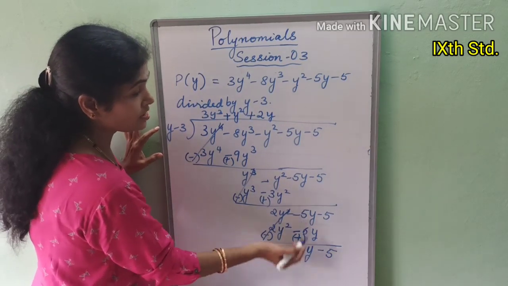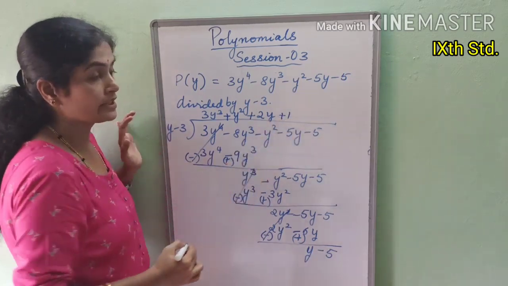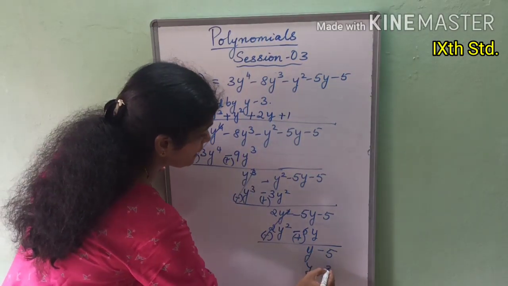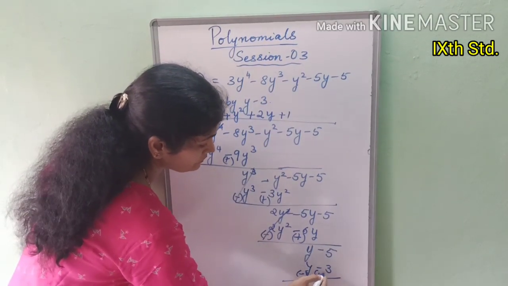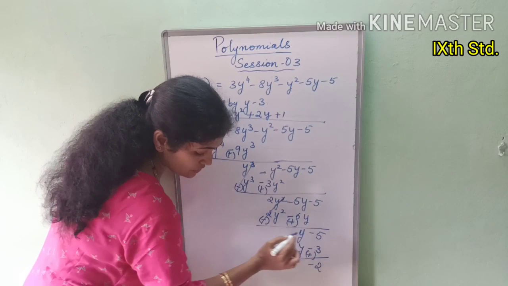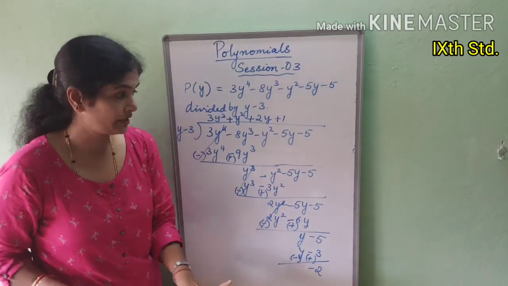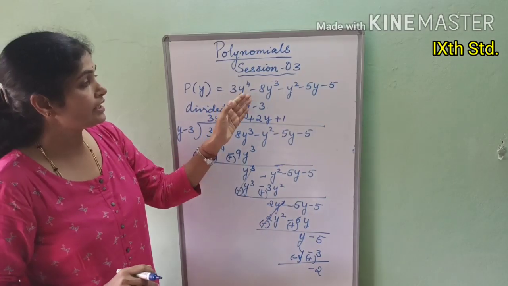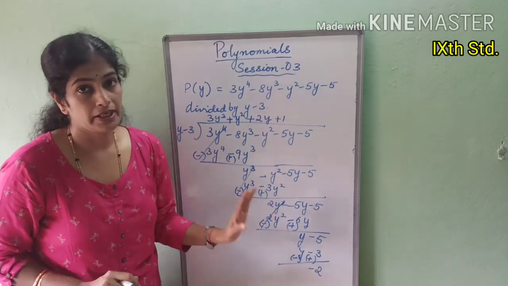So what is the next term in the quotient we will get? Y divided by y is 1. So the next term in the quotient is 1. So it becomes y minus 3. When you do the subtraction, you get minus 2. Correct. Now minus 2 is the remainder. So we have concluded that when we are dividing this polynomial by y minus 3, the remainder is minus 2.